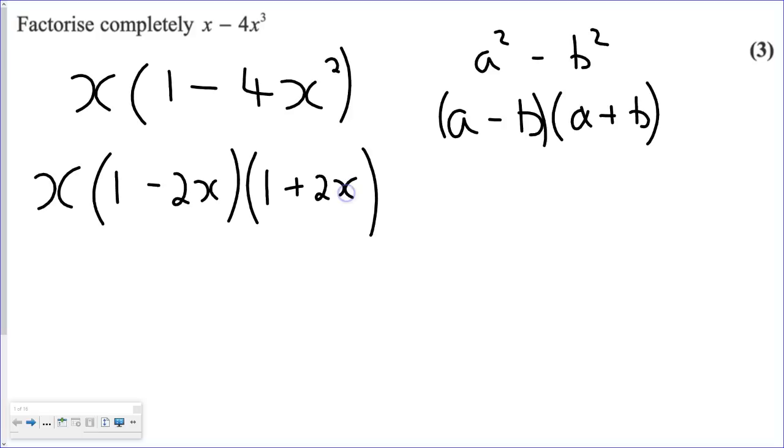in the other bracket I'm going to have the positive 2x, because when I do minus 2x times positive 2x, I get the minus 4x squared. The 1 times the 1 gives me the 1, and the minus 2x times 1 and the positive 2x times 1 will both cancel each other out. So this is why you need to use the difference of two squares approach, so you can factorise this fully. When it says factorise completely or factorise fully, it means you have to go as far as you can with it. Only leaving it like we have at the top will only be good enough for 1 mark.